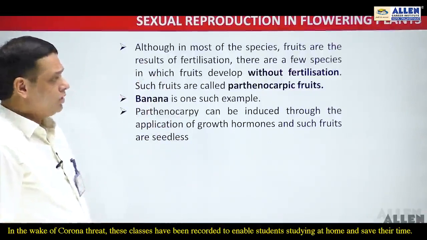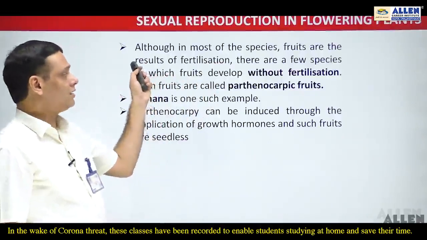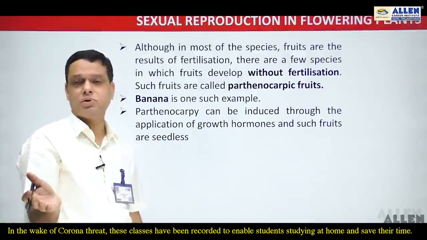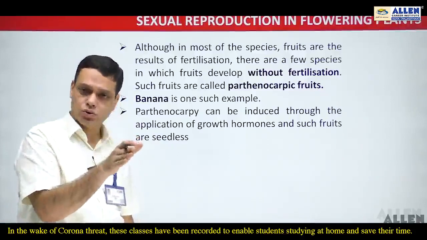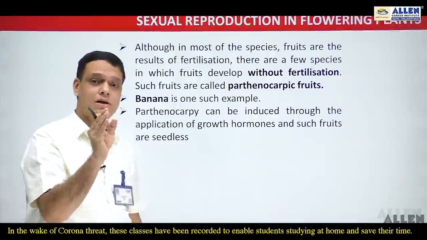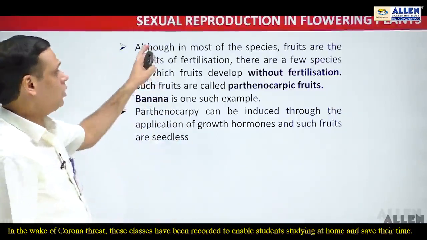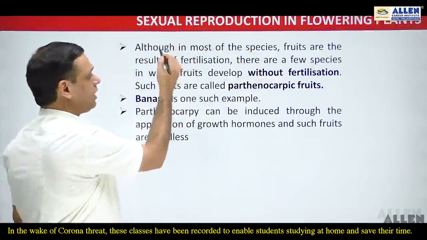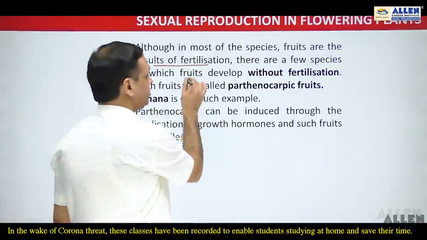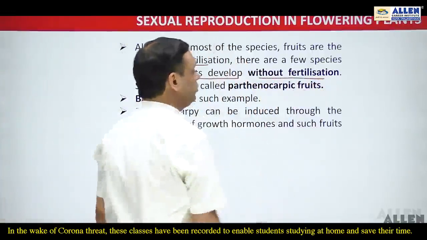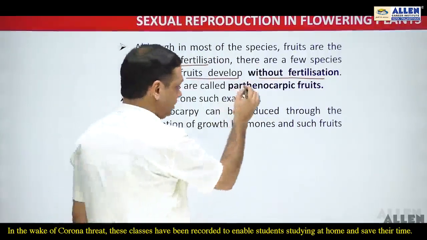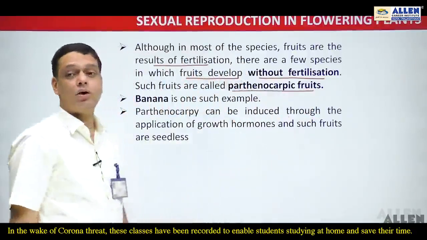Now, although in most species fruits are the result of fertilization, as you all know, when the fertilization is completed, the ovule gets converted to seed and the ovary gets converted into fruit. So we can say that fruit is the result of fertilization. Although in most species fruits develop due to fertilization, there are certain species in which fruits develop without fertilization, and such fruits are known as parthenocarpic fruits.